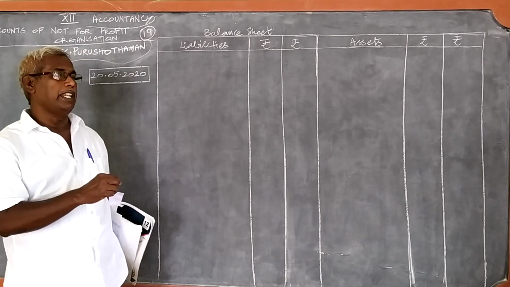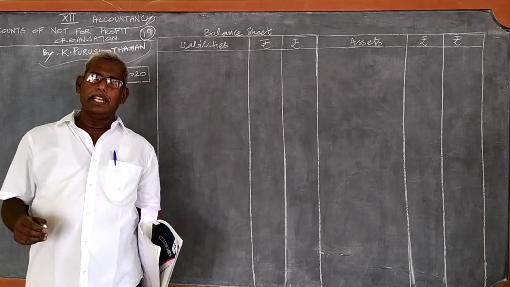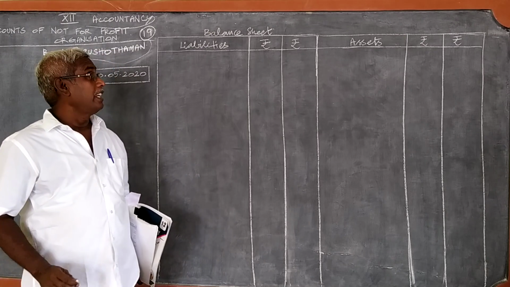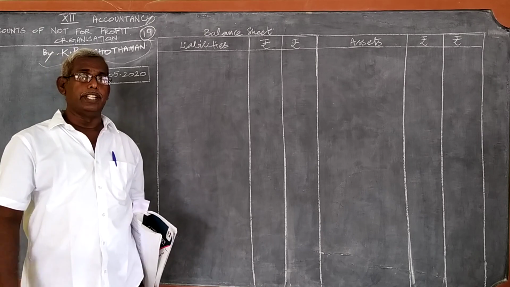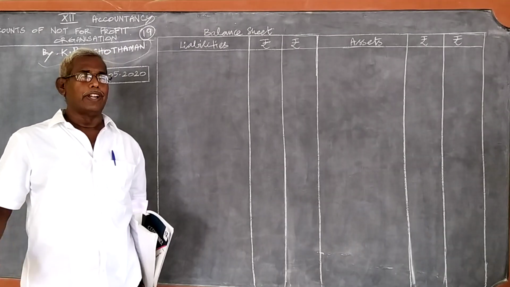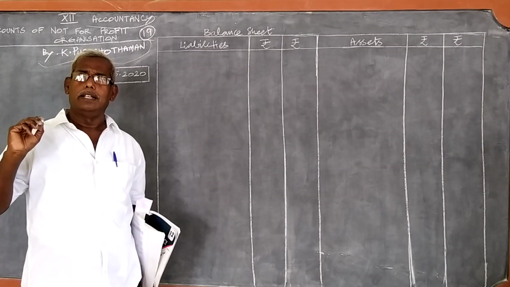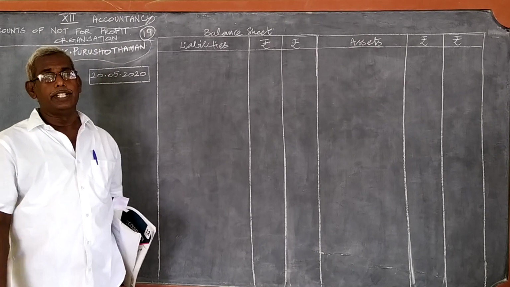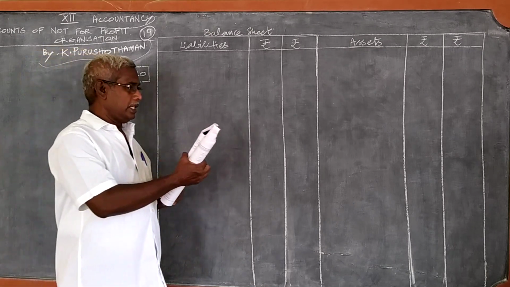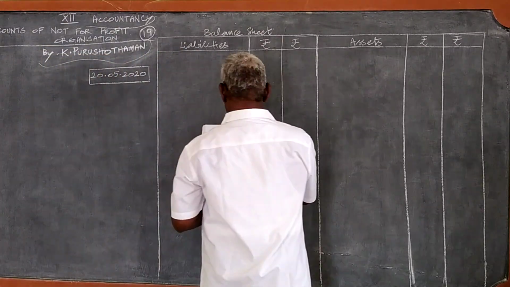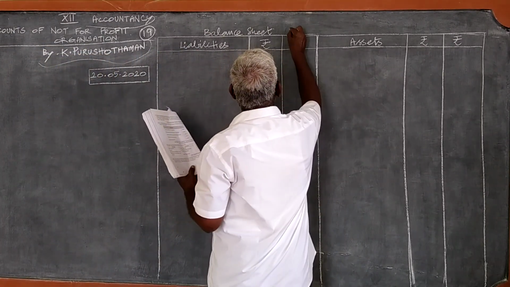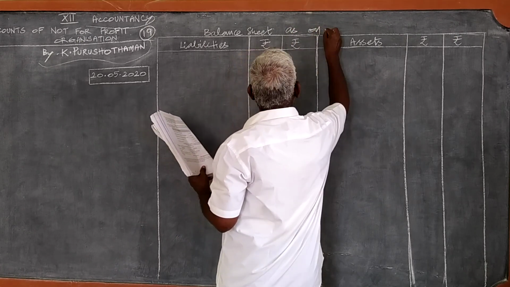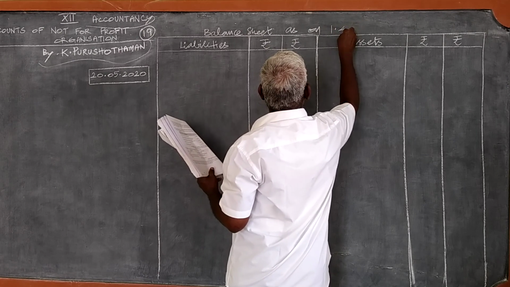Then what about the capital fund? The capital fund is the balancing figure under the liability side of the balance sheet. So, to find the capital fund, we must prepare the balance sheet. So, this is the balance sheet as on 1/4/2019.